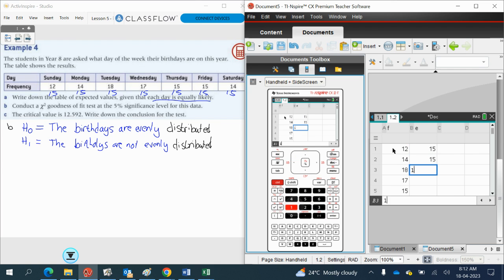And then add your expected values. Now to find the expected values, in this case, we can find the total number of students and divide it by the number of days of the week, 7. That gives us the 15.